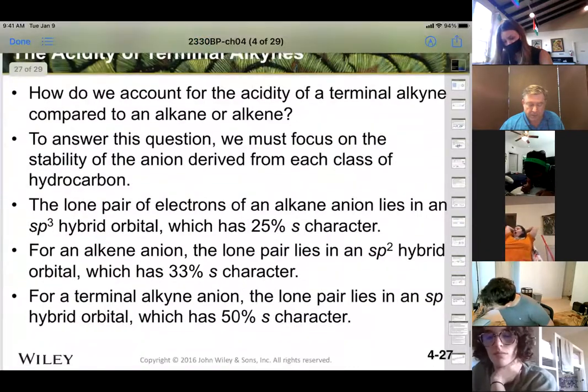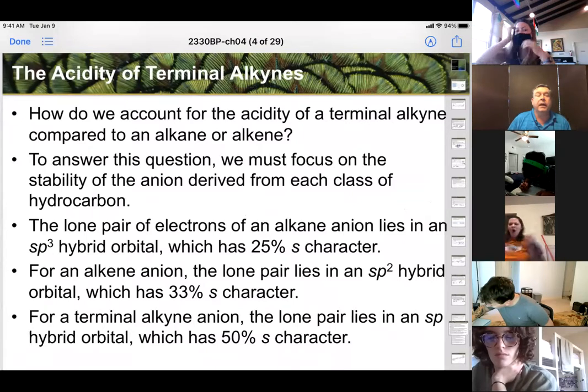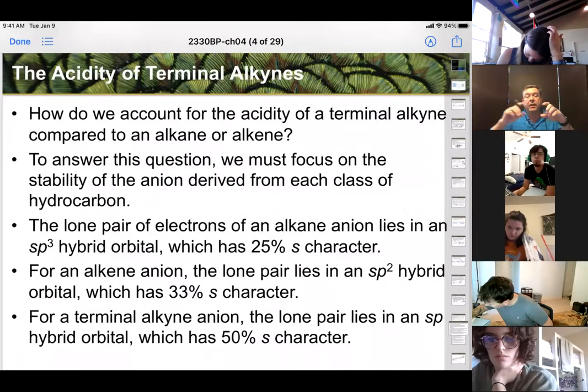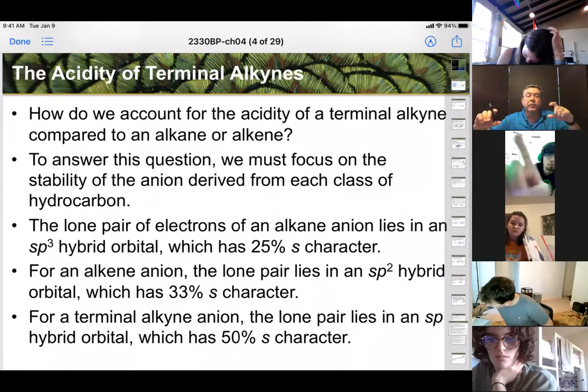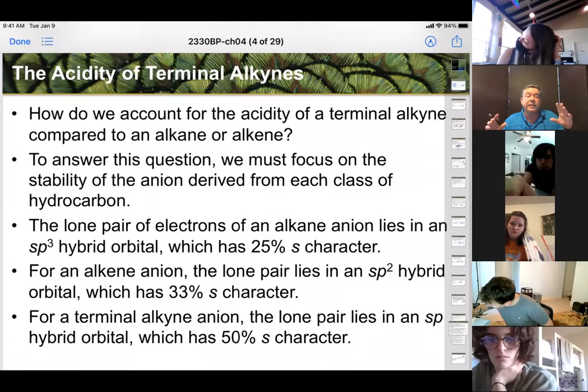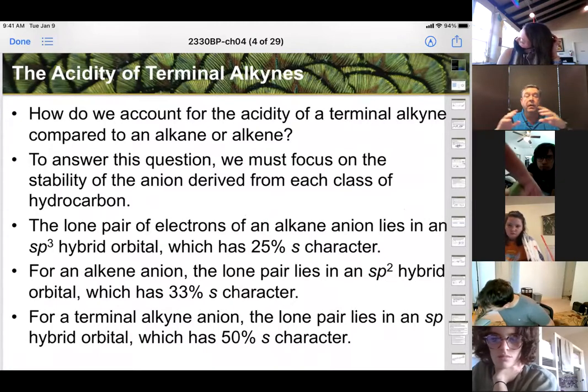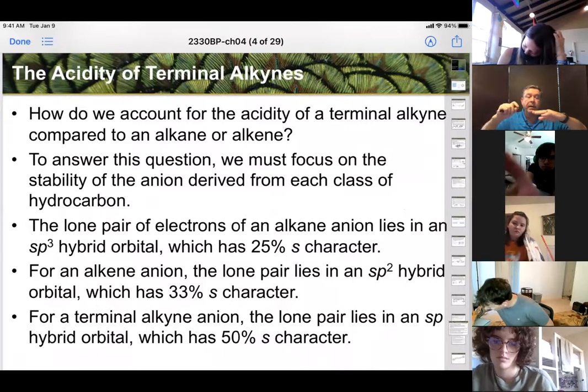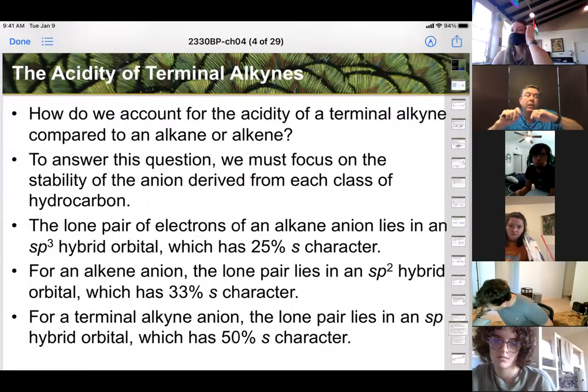Okay, so let's talk about the acidity of the alkyne again. Why is that the most acidic one? If we think about hybridization, an sp3 hybridized carbon has one s spread out over 4 equal orbitals. That means it's about 25% s character, that spherical character, and the rest is p character. So the electrons are located in a hybrid orbital that only has a little bit of s in it.